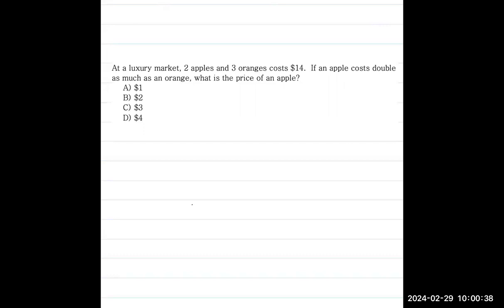This is a system of linear equations word problem. Systems of linear equations word problems tend to have two items, apples and oranges, puppies and kittens, t-shirts and sweatshirts. And what we're usually talking about in these are the price or the quantity.